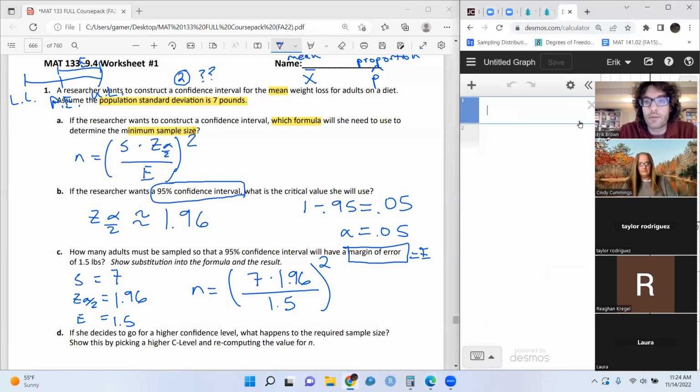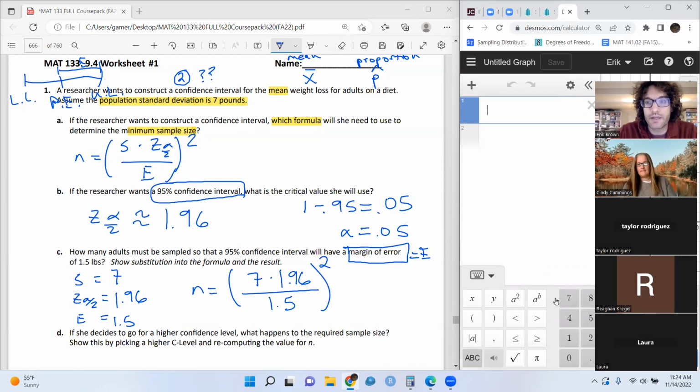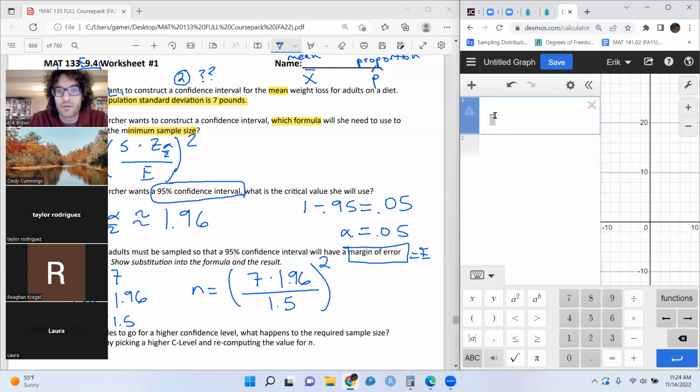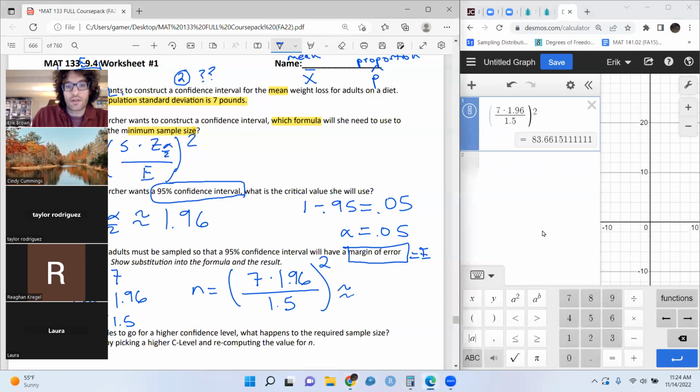Okay, so in Desmos, we can create a fraction just by hitting the division symbol. And that might be helpful because then we can type this in exactly how we see it. I'm going to put parentheses around it, and then the squared thing, you can just use this a squared, and there you have it. Okay, this one, if you look at what the notes say, it says round up.